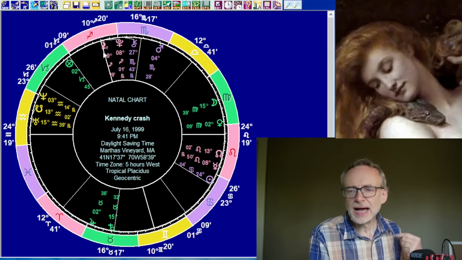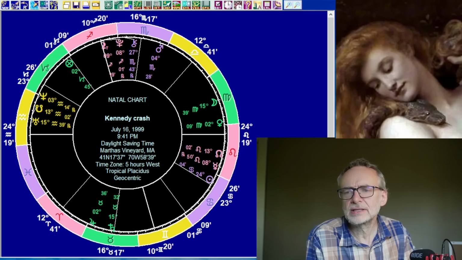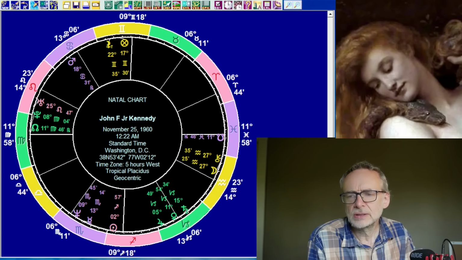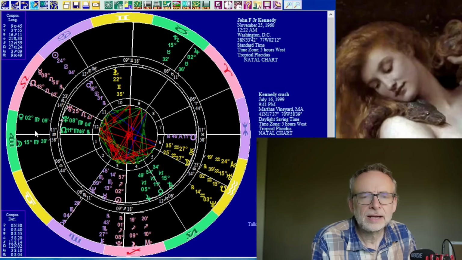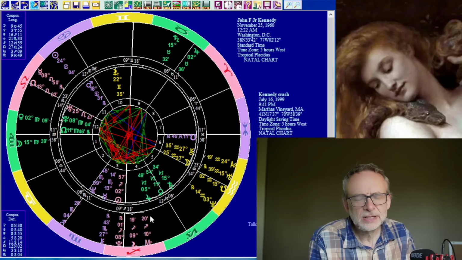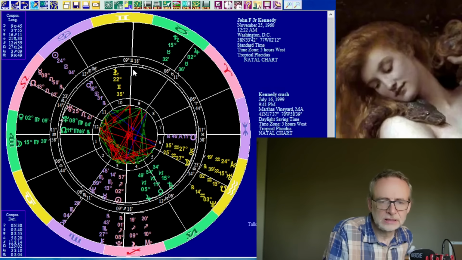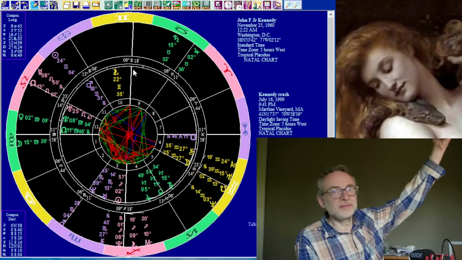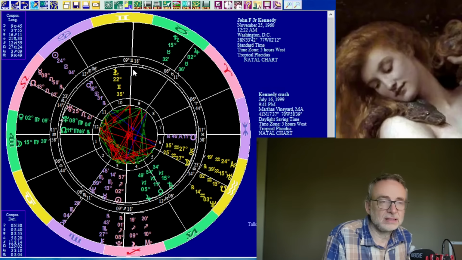Then the question is, how does that impact Kennedy's chart? So here is Kennedy's chart in the middle, and there are the positions of the planets when he had the accident. You can see that Kennedy had his IC at 9 degrees 18 Sagittarius. Now the IC is opposite the midheaven by definition. I suppose you're up there in the plane and then you crash down into the sea, and that's it. You go from the top to the bottom.